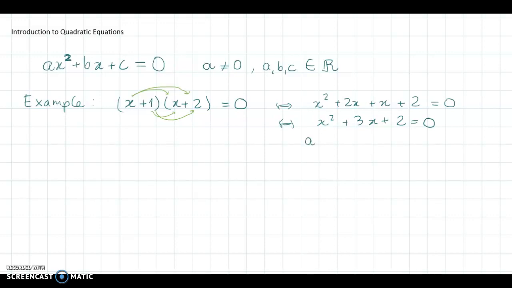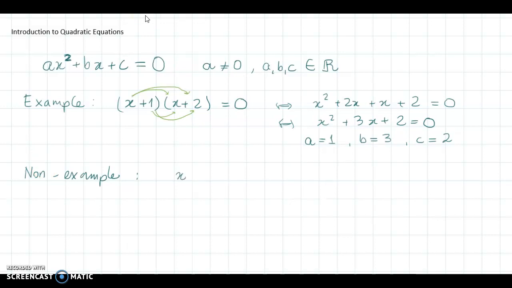Here the value of a, that's the number multiplying x squared, is 1. The value of b, that's the number multiplying x, is 3. And the value of c, that's the number that doesn't have any variable, is equal to 2. So this is an example of a quadratic equation. Initially it didn't look like one, but we could apply the distributive property and write it in the form that we want.